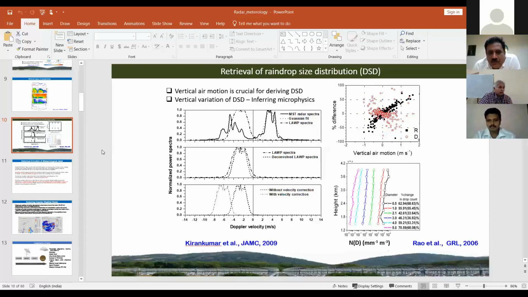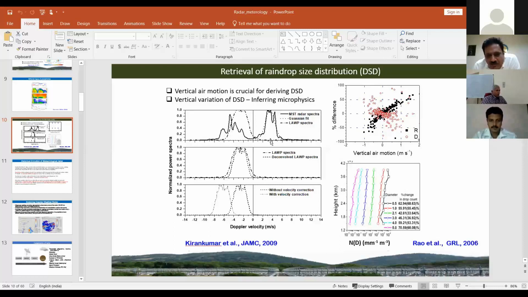One is we have to deconvolve the spectra for turbulence. The other one is we have to shift, we have to get the vertical velocity. So if you have the vertical velocity, for example, if you have an MST radar type of radar, this is the MST spectrum. You can see the solid line is the MST spectra.